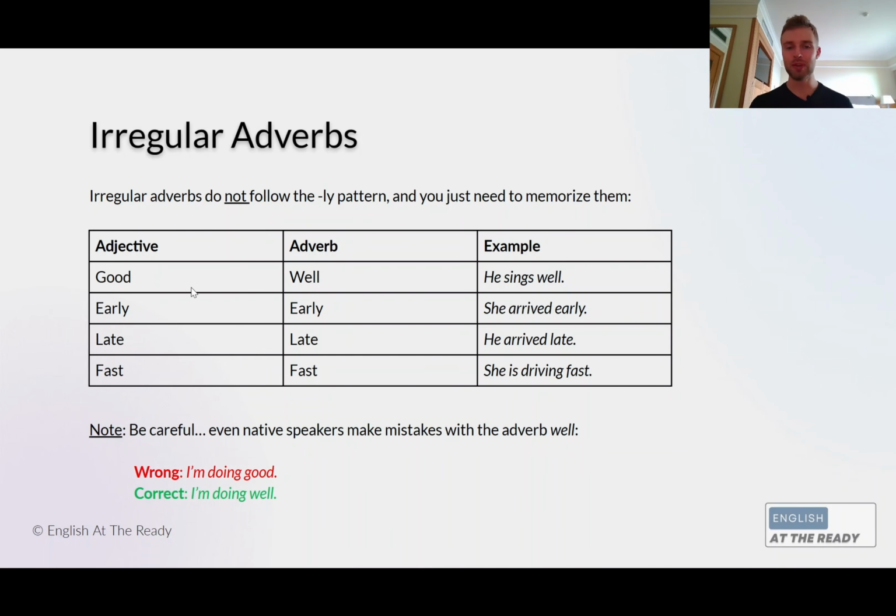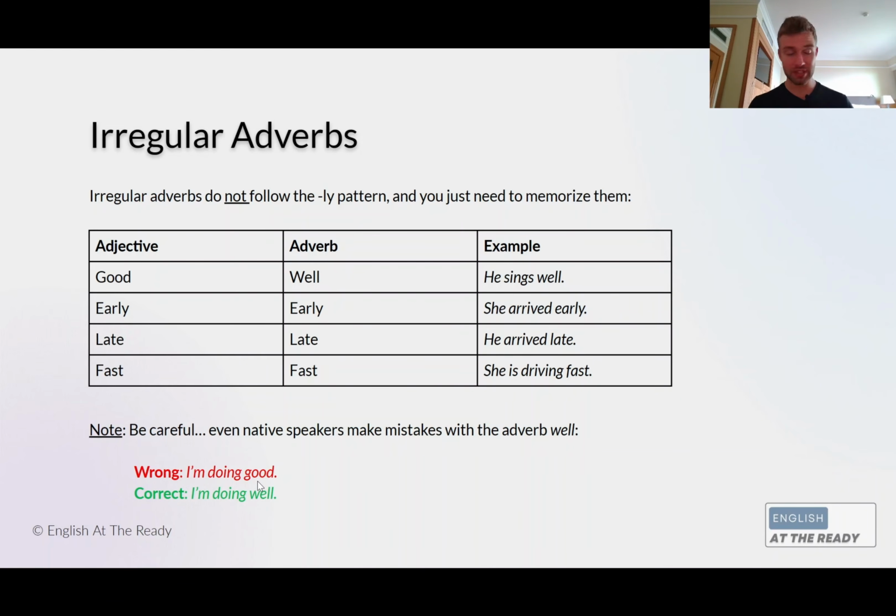The most important one I want you to memorize is this here. So good and well. Now, this is a mistake that even a lot of native speakers make. It's wrong to say, I'm doing good. This is completely wrong. You will hear this, and you will hear this from native speakers, but I don't want you to ever say this.